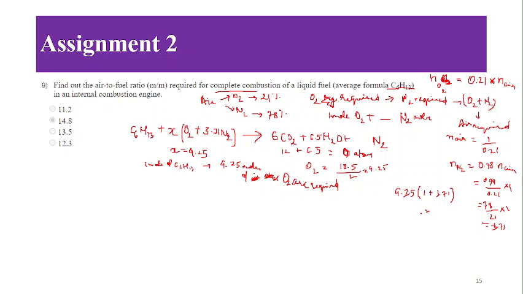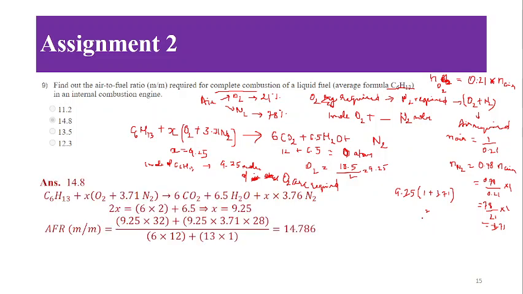So how do you calculate the mass? From moles to mass, you multiply with the molecular mass. This is the detailed solution given here, and I'll use this formula. 9.25 is the moles of oxygen, and you multiply that with 32, which is the molecular weight of oxygen. And this will be the moles of nitrogen, 9.25 into 3.71, and you multiply that with the molecular weight of nitrogen, so you get the mass of the air from here. And divide it with the mass of the fuel.